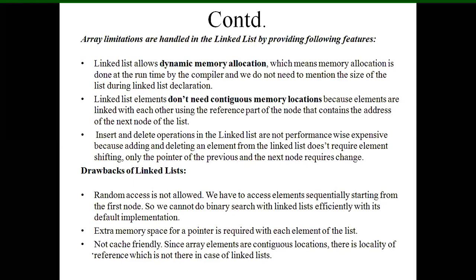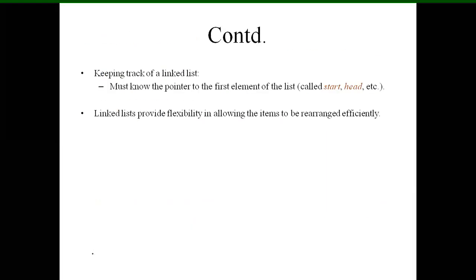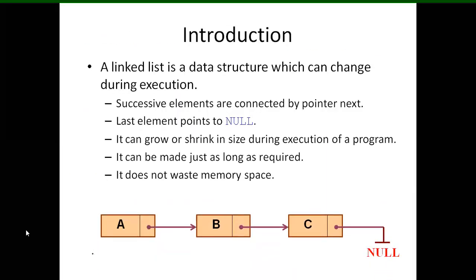Right. And another important point is linked list elements do not need contiguous memory locations. Imagine a list contains 3 elements like this: A, B, C. The first element is A, the second element is B, and the third element is C. In the case of an array, for example, the address of A is 1000. It is a character, it requires 1 byte of space.